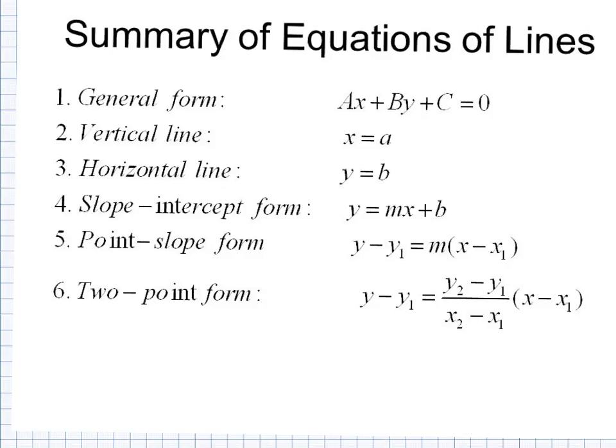Once again, a summary of the equations of lines. We have the general form, ax plus by plus c equals 0. Vertical line, x equals a. Horizontal line, y equals b. Slope-intercept form, y equals mx plus b. Point-slope form is y minus y1 equals m times x minus x1. And then the two-point form is y minus y1 equals y2 minus y1 over x2 minus x1 times x minus x1.